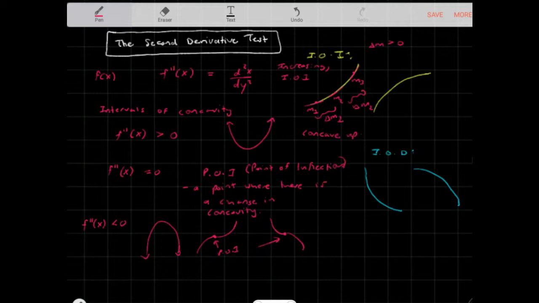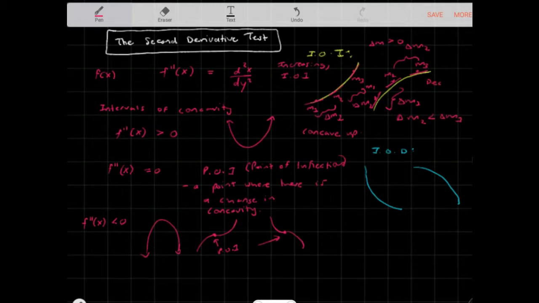Now if we take a look at the other type of interval of increase, and we take tangents at 3 different points here: slope 1, slope 2, slope 3. We can notice that the change between these two, let's call this the second change, and we'll call this the first change, and this second change is actually less than the first change. So in this case we would say that this is a decreasing interval of increase. So this is an increasing interval of increase, and this is a decreasing interval of increase.